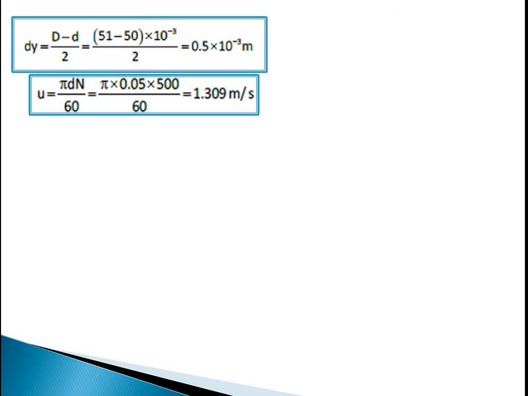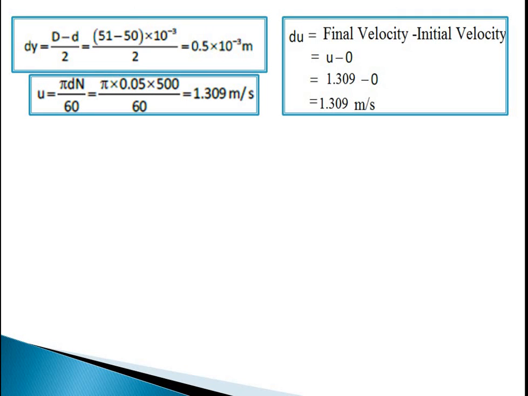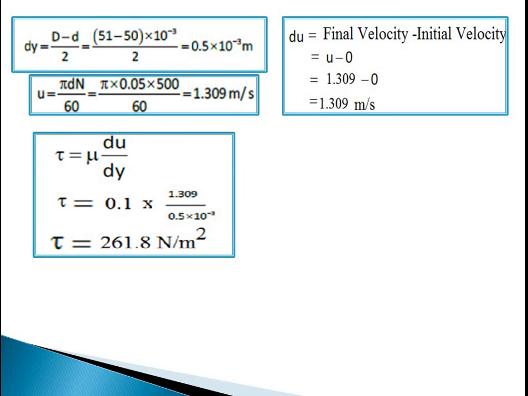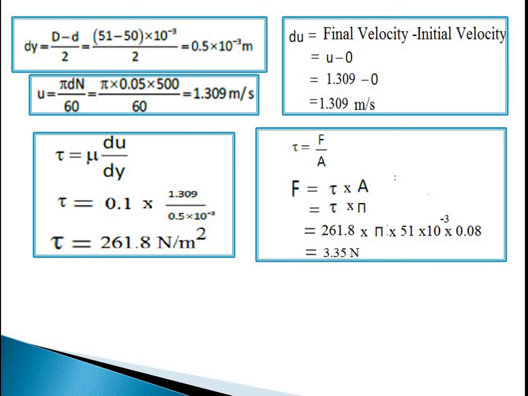Now the final velocity u is given as pi D N by 60. Putting these values, you will get 1.309 meter per second. Now du is the final velocity minus initial velocity, which is 1.309 meter per second. Now we want to calculate tau. Tau is given as mu into du by dy. Putting the values of mu and du by dy, we get tau equals 2.618 Newton per meter square.